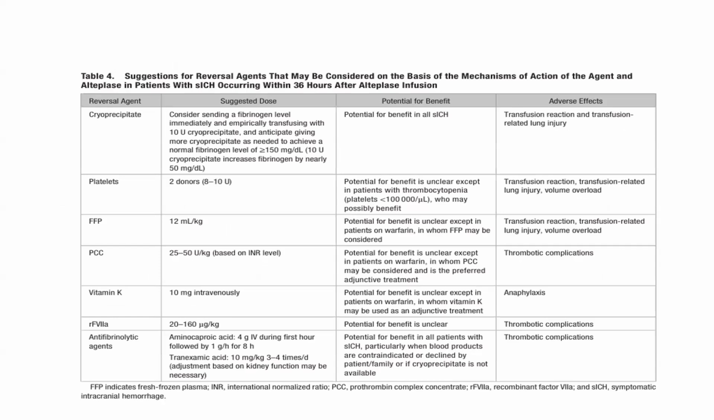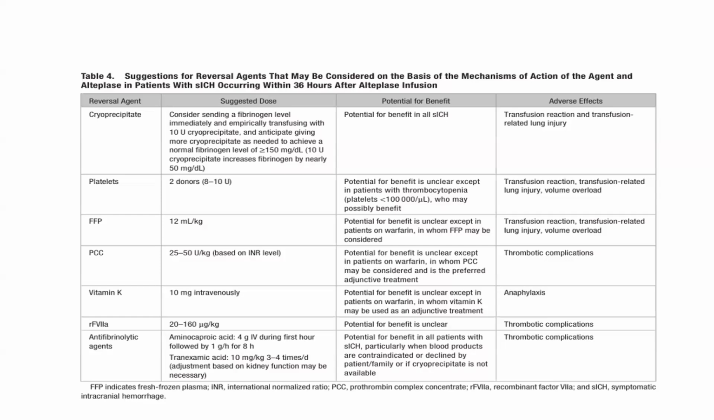So whenever we are dealing with such a case, we should send fibrinogen level immediately, and we should empirically transfuse 10 units of cryoprecipitate and anticipate giving more cryoprecipitate as needed to achieve the normal fibrinogen level of more than 150 mg per dL. So 10 units of cryoprecipitate will increase the fibrinogen by nearly 50 mg per dL. It has a potential for benefit in all intracranial hemorrhage. And the adverse reactions are transfusion reaction and transfusion related lung injury.